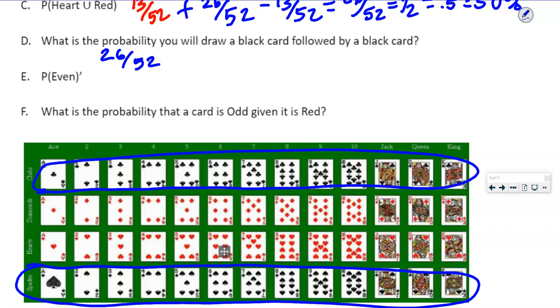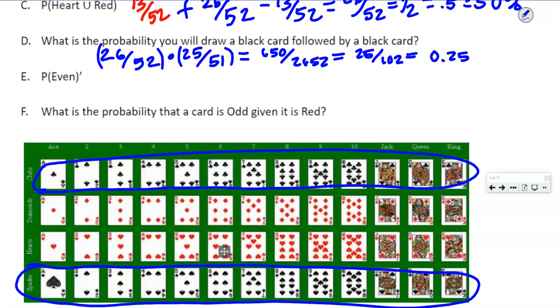Now remember, I said if it doesn't have the word or, we're multiplying, right? So this has got to be an and statement. And we're pulling another black card. Doesn't say we put it back. So now we have 25 black cards, right, over the 51, okay? So multiply across the top and across the bottom. And when you do that, or just multiply these in your calculator like this, right? Okay. That's going to be 650 over our 2652. And that reduces to be 25 over 102, which is equal to about 25%. Okay. And remember again, if it's a decimal, you multiply it by 100 to get that percent.